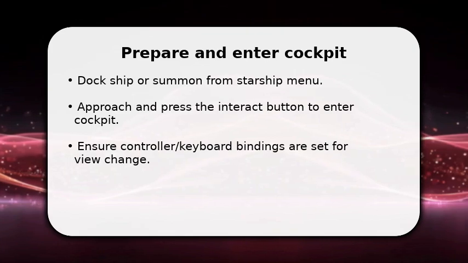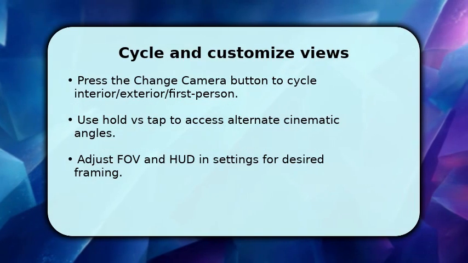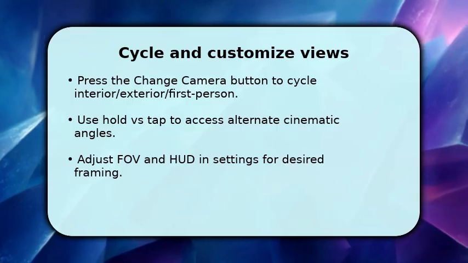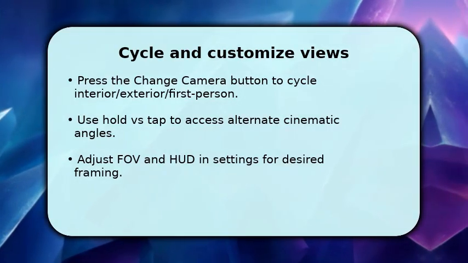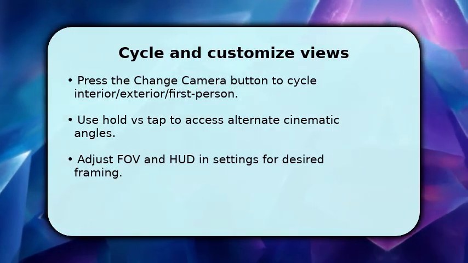Now cycle through the available camera modes by tapping the Change Camera control. You will move between first person, cockpit interior, and external ship view. Once done, try holding the same button or checking alternate inputs to reach cinematic or free camera modes, which let you frame shots farther from the hull.